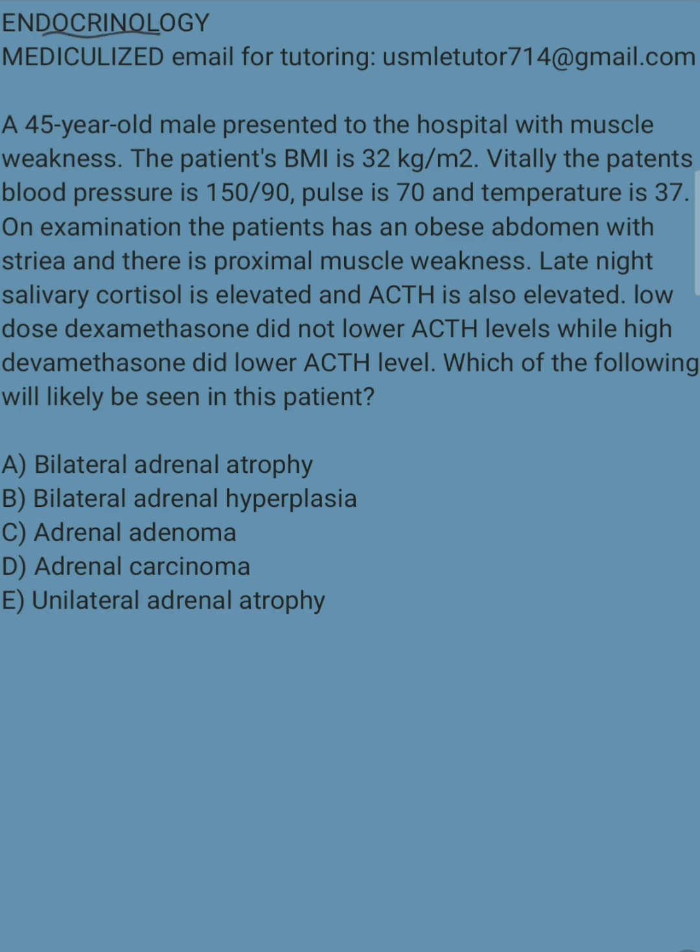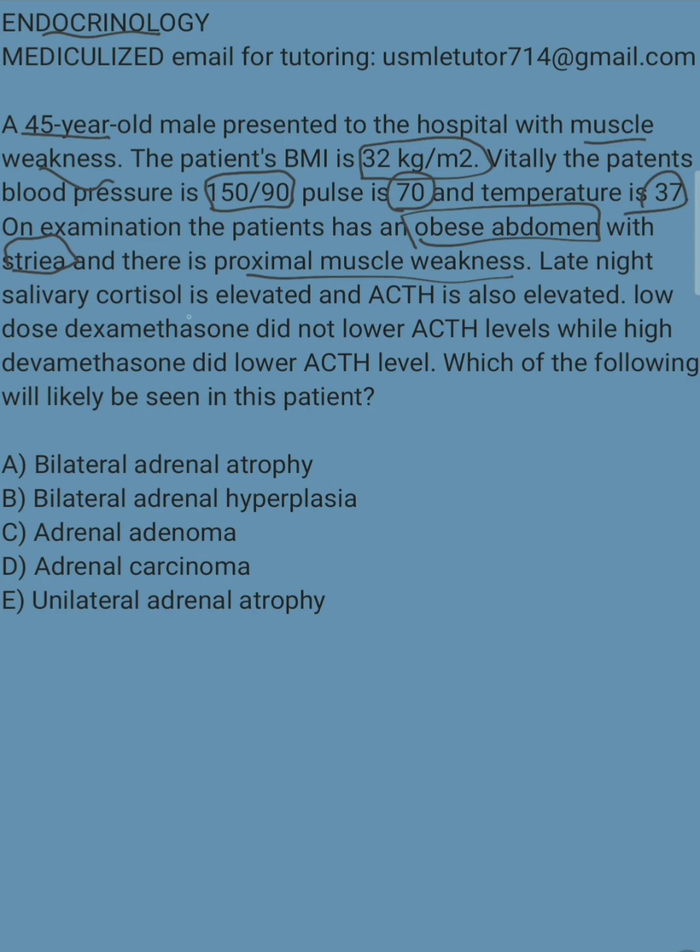So we have a 45-year-old male present to the hospital with muscle weakness. The patient's BMI is 32, so the patient's obese. Vitally, blood pressure is 150/90, so blood pressure is elevated, pulse is 70, which is okay, and temperature is okay. On examination, the patient has an obese abdomen with abdominal striae. And there is proximal muscle weakness.